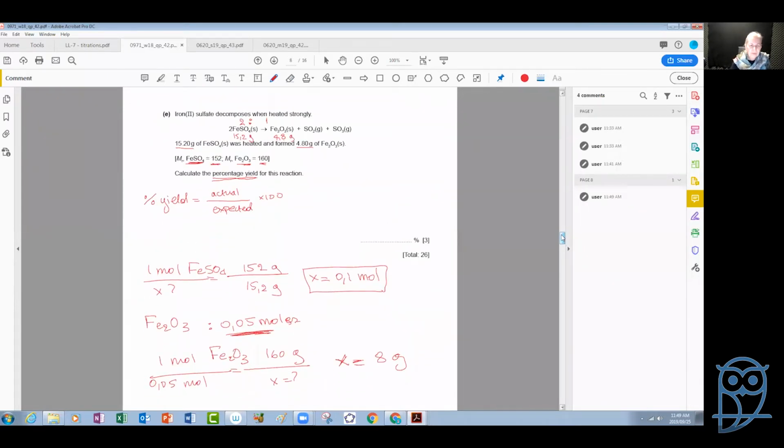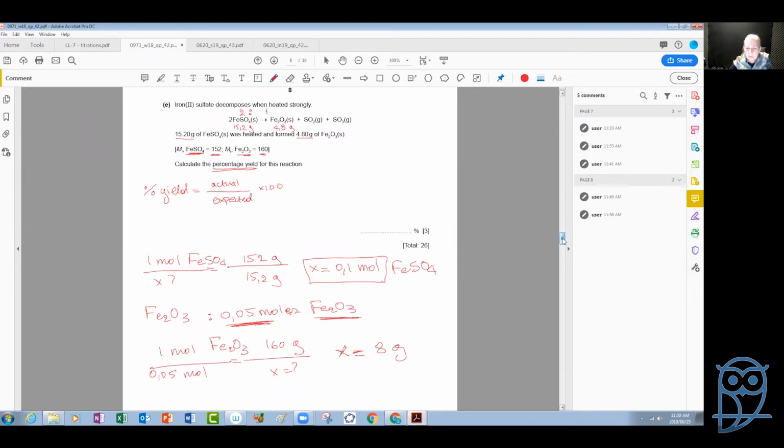So these are the moles of iron sulfate. And these are the moles of iron oxide, the expected moles produced, which are 8 grams. But the actual production of iron oxide is only 4.8 grams. As you can see, it's less than what was expected. I was expecting 8 grams in theory, but I only got 4.8 grams.